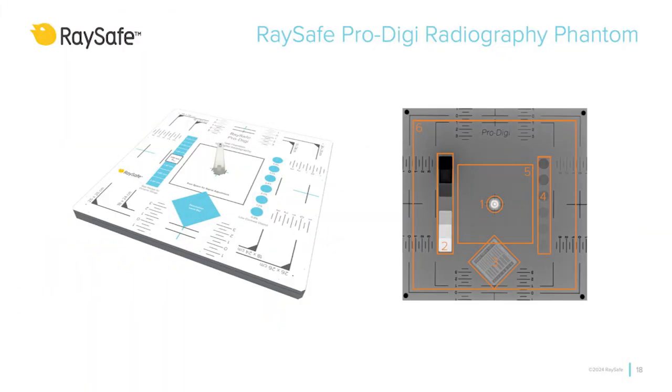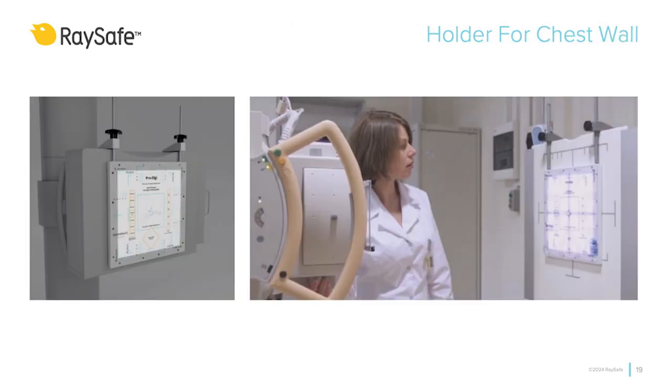Okay, but let's focus a little bit more on the Pro Digi Phantom. For sure. So here is the Pro Digi Phantom as it looks to the eye and how it looks when it's being X-rayed. The RaySafe Pro Digi Phantom is also equipped with a specialized holder designed to accommodate wall-mounted X-ray, ensuring accurate and reliable positioning for diagnostic imaging.